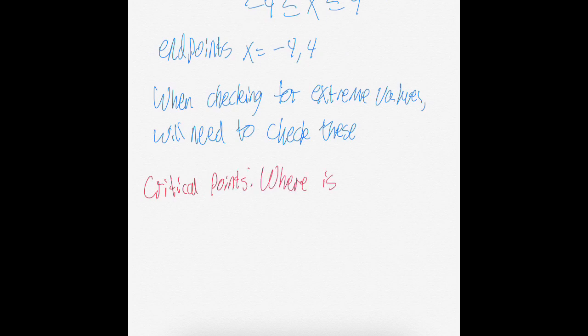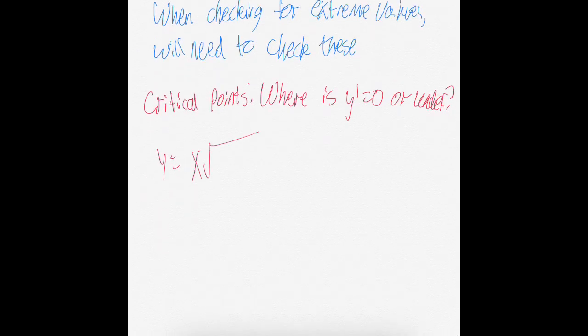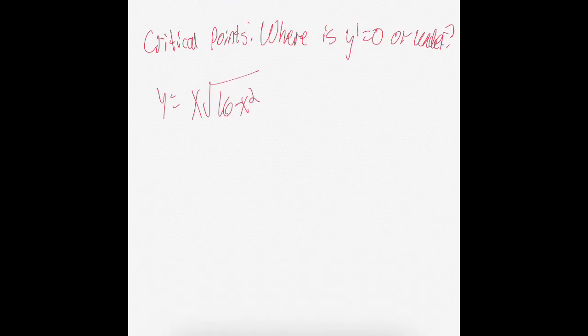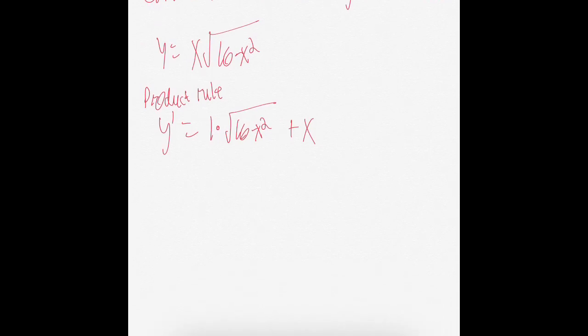Okay, so now let's go ahead and find critical points. Remember that's asking, where is y prime equal to 0 or undefined? Well, y equals x root 16 minus x squared. So to take the derivative, we're going to have to do product rule. First I'm going to take the derivative of x, and I just get 1 times the square root of 16 minus x squared.